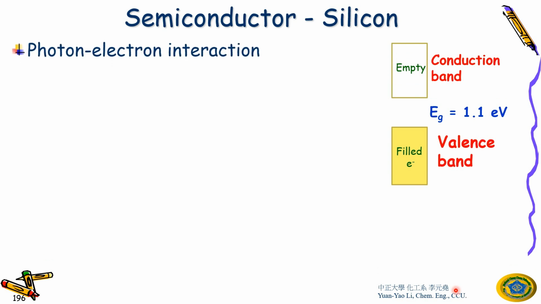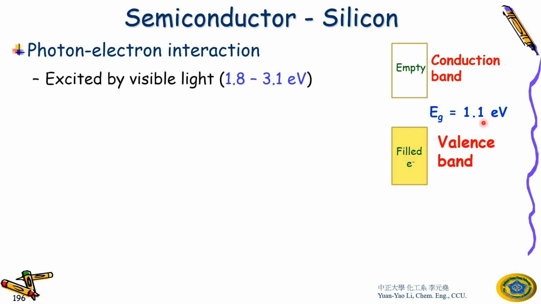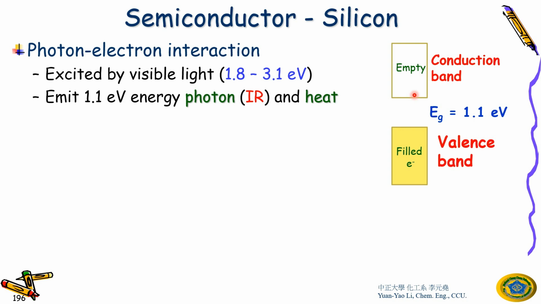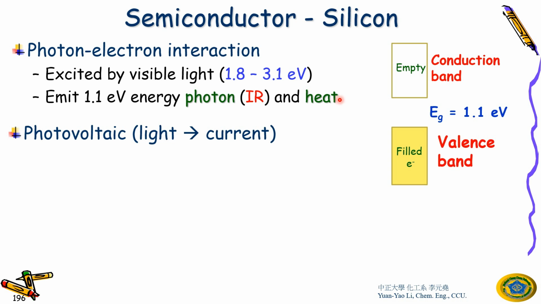Okay, so as I just told you, in the photon electron interaction, if I give blue light to this silicon, this electron will be excited from the valence band to the conduction band, right? Even 1.1 electron volt, which is infrared, the energy of the photon is infrared, and heat. Anyway, if you use energy more than infrared, you can get this. So this is what we call photon electron interaction.